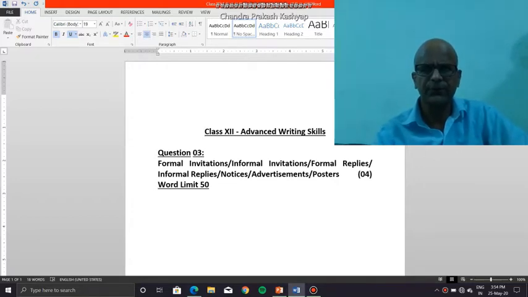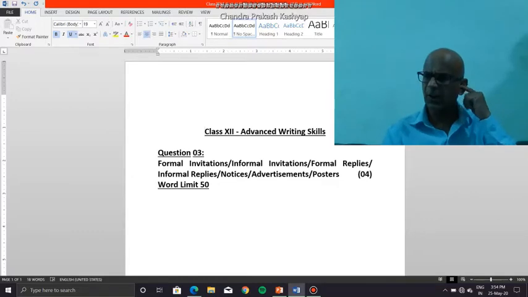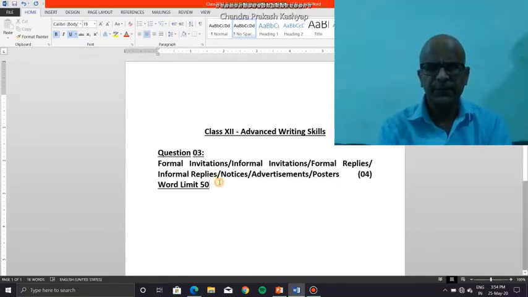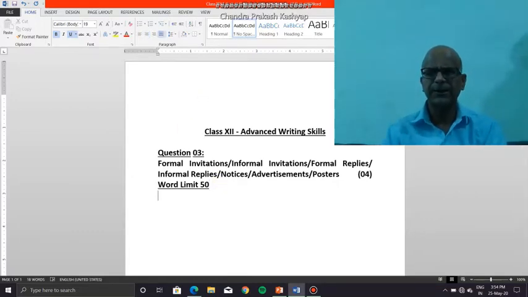Questions can be framed on a formal invitation, an informal invitation, a formal reply, an informal reply. The questions may be based on notices, advertisements and posters. So these are 7 choices in all, and out of these 7 choices, the board question paper will have any 2 of them, and you will be attempting any one.